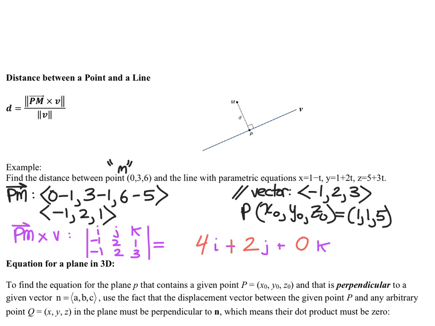So the magnitude of PM crossed with V is going to be the square root of the squared values added together. You don't have to write 0 squared if you don't want, but just for note-taking purposes, I'll throw it in there. Square root of 20.